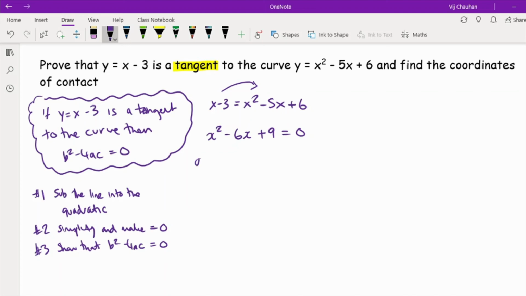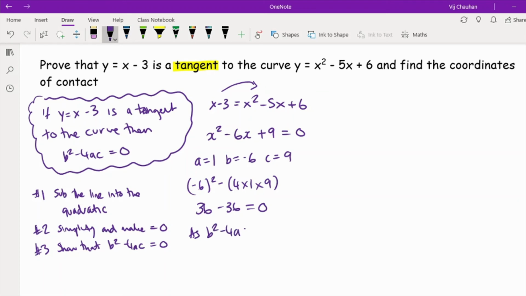And then looking at the discriminant, we've got A equals 1, B equals -6, and C equals 9. So substituting into the discriminant, we get -6 squared minus 4 times 1 times 9, which gives us 36 minus 36, which equals 0. So as B squared minus 4AC is equal to 0, y equals x minus 3 is a tangent. So the next thing we then need to do is find those coordinates.